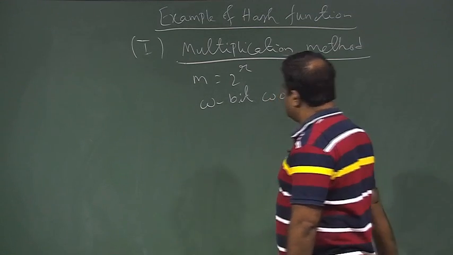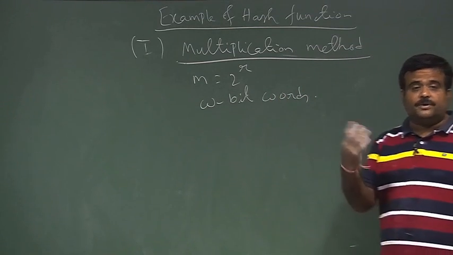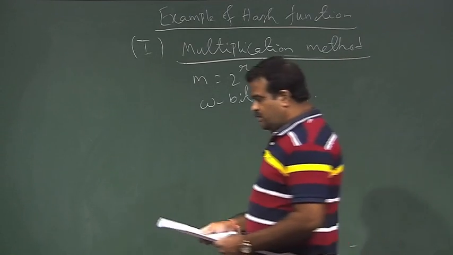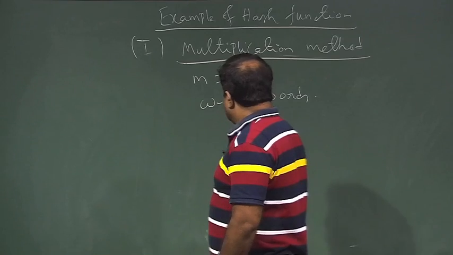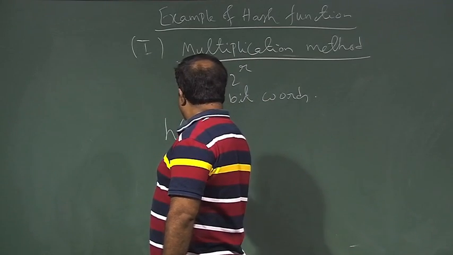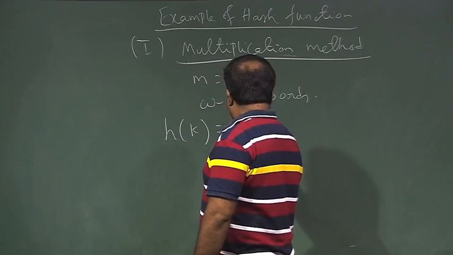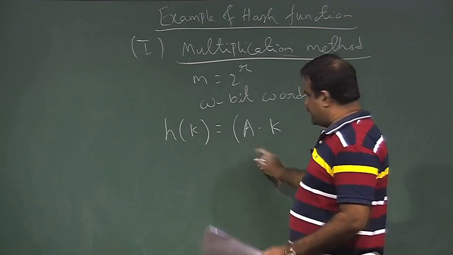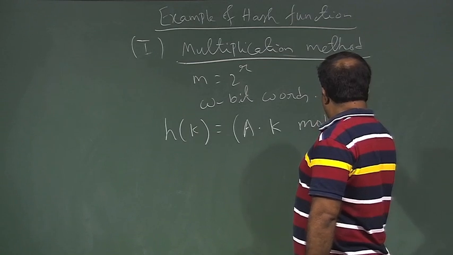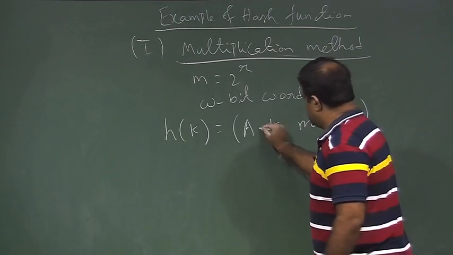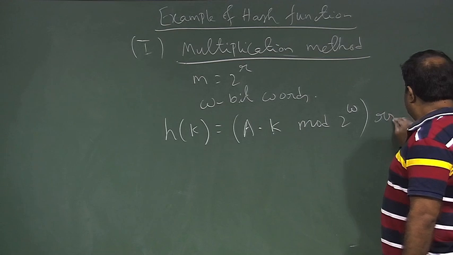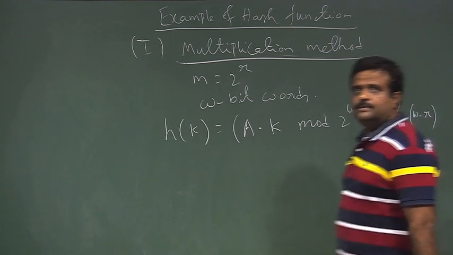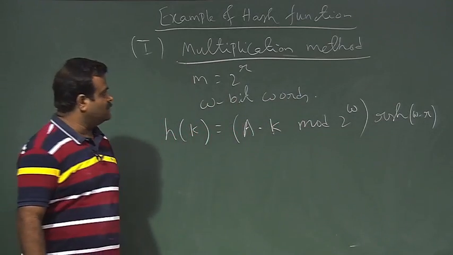So, our keys are w bit. So, our computer is w bit. So, 64 bit computer nowadays, so w could be 64. Okay. So, our key is w bit. So, h of k is basically a into k, where a is a constant again of w bit, we take that mod 2 to the power w, and then a right shift w minus r times.